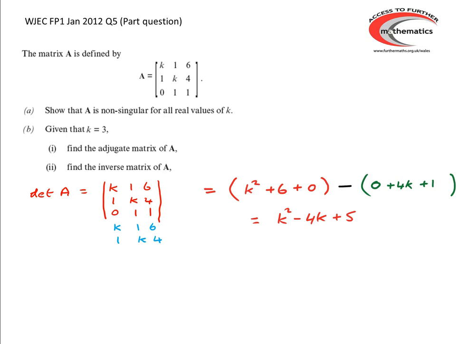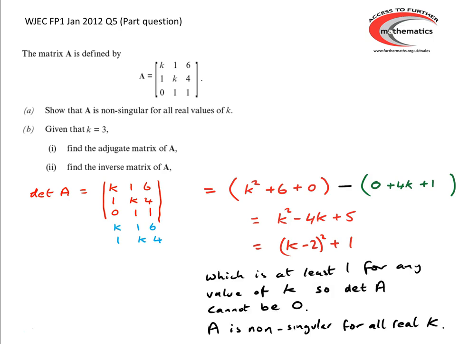Now we want to show that this is non-singular for all values of k, so we want to show the determinant is non-zero for all values of k, and the easiest way of doing this is to complete the square. So the determinant of A can be written as k minus 2 squared plus 1. K minus 2 squared is always at least 0, so the value of the determinant is always at least 1. The determinant cannot be equal to 0, so the matrix A is non-singular for all values of k.